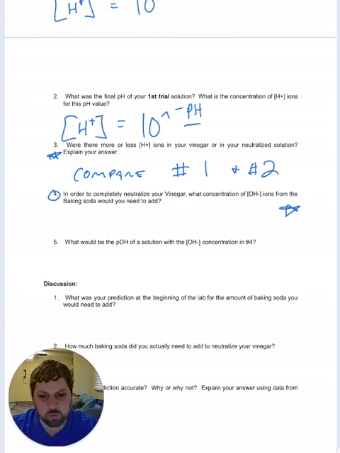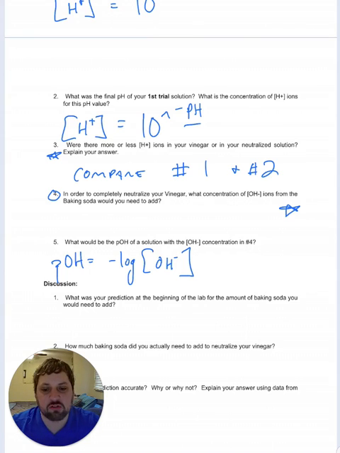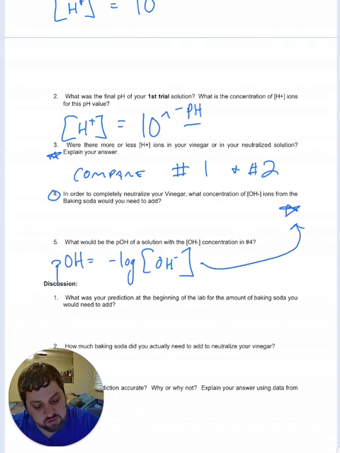So what we are going to do is we are going to use our formula. pOH is equal to the opposite log of our hydroxide concentration. And again, your hydroxide concentration is coming from the answer that you've got in number 4.